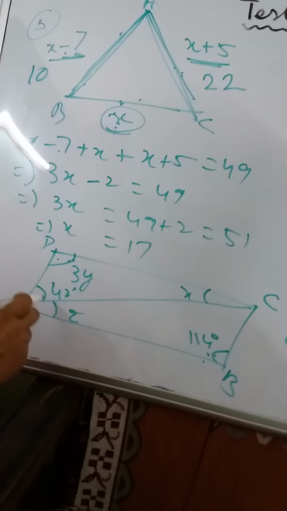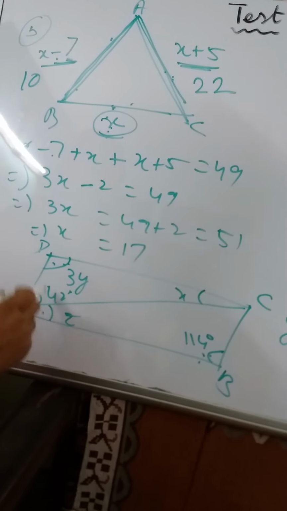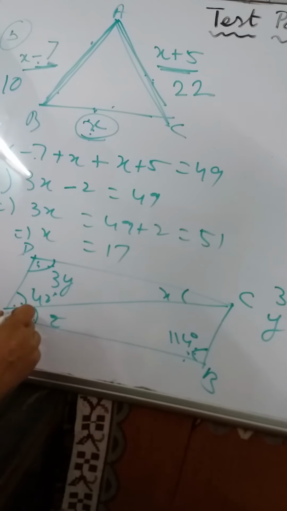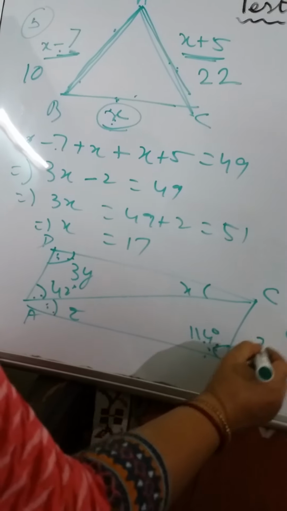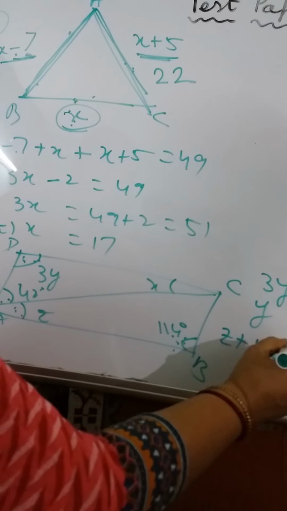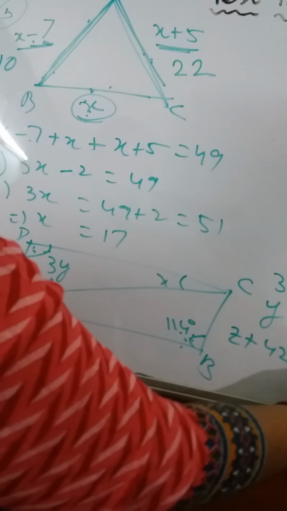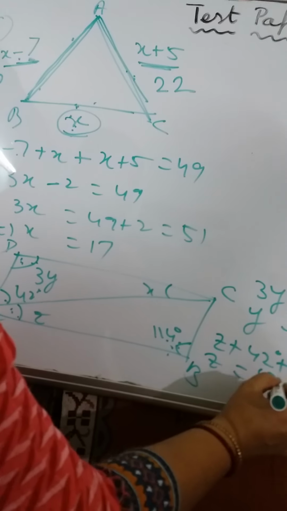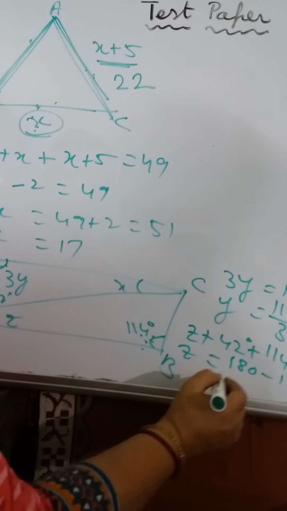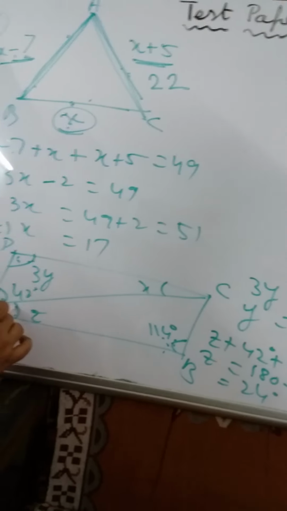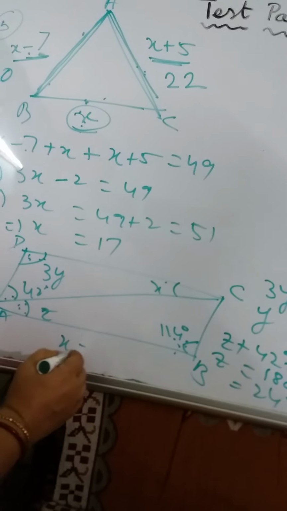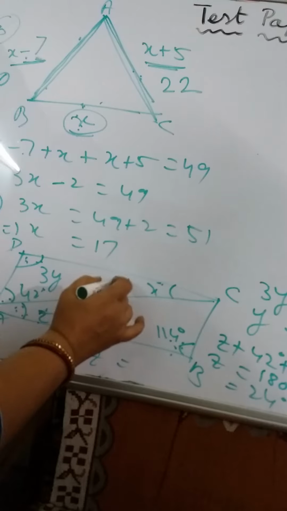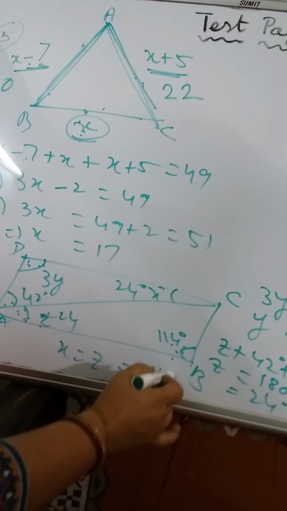This and this will make 180, a linear pair. So z plus 42 degree plus 114 equals 180 degree. So z equals 180 minus 156 degree. So it is 24 degree. And this z and x are equal because they are alternate interior angles. As it is 24, so x will be 24. Okay. Thank you.